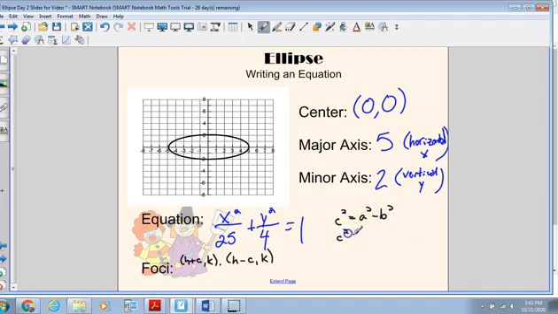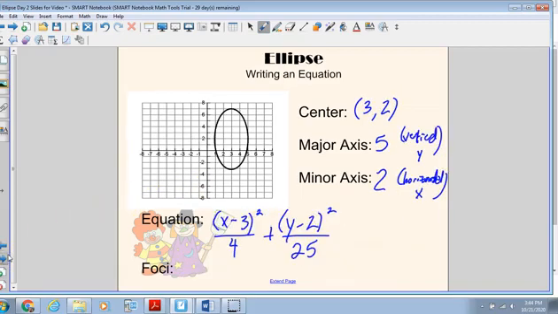Okay, so to find those coordinates, let's use c squared equals a squared minus b squared. We know that a squared is 25 and b squared is 4. So c squared equals 21. That means c equals the square root of 21. So our coordinates here would be 0 plus the square root of 21. We don't have to write the 0, we can just write square root of 21. But we do need to write that 0 for our other coordinate: (square root of 21, 0) and (0 minus the square root of 21, 0). Or we could write plus or minus square root of 21, 0.